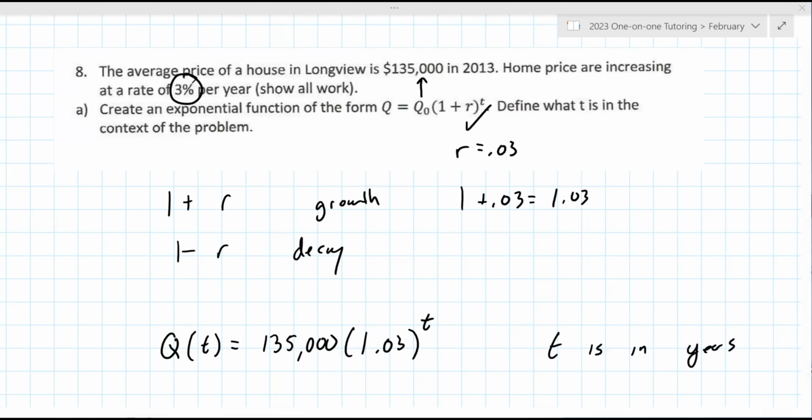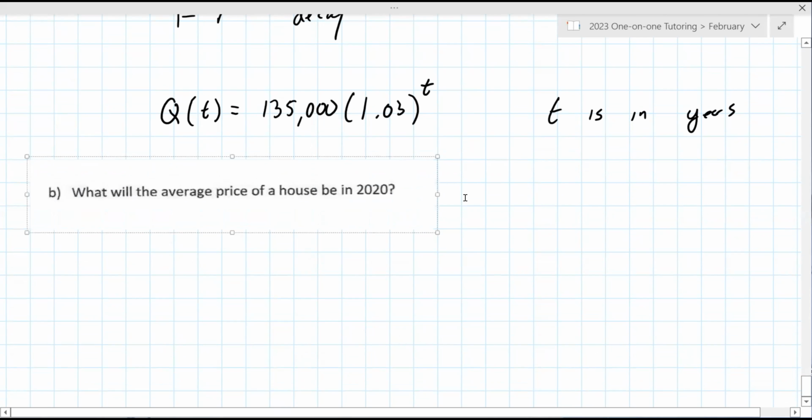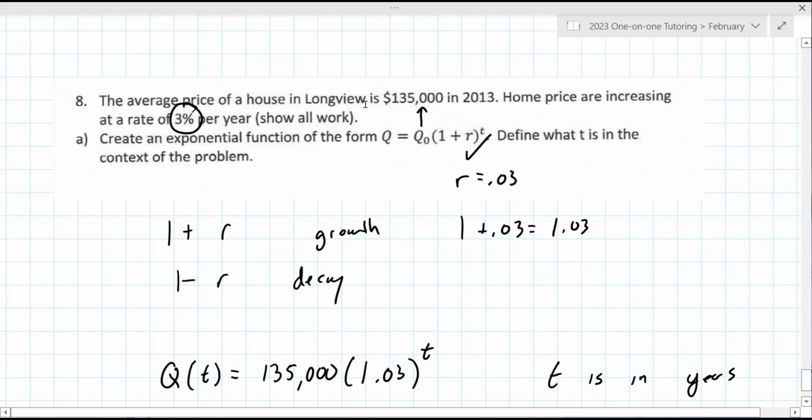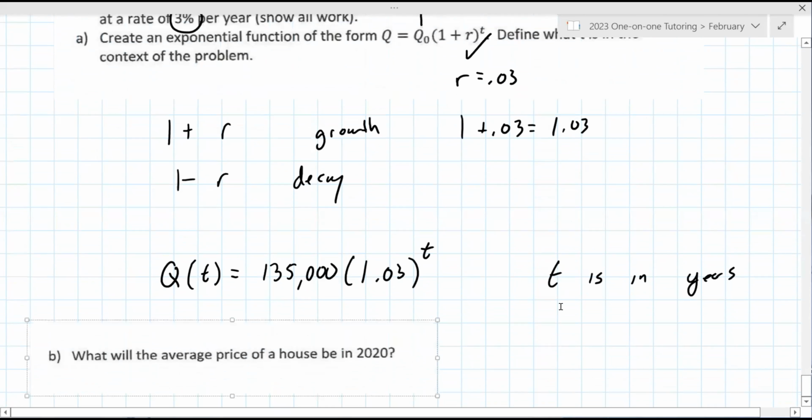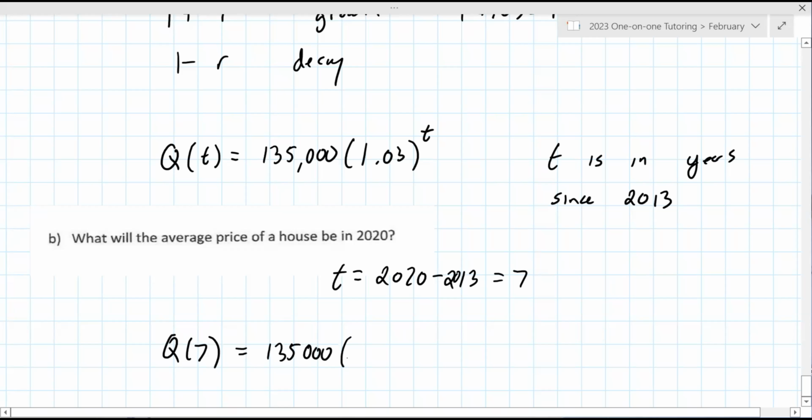Okay, so part B, we're going to use this equation. Let me snip that in. Part B is, what will the average price of a house be in 2020? So T is in years. We got to add a little more to it. It's since 2013. So this 2020 is not T. You have to subtract the base year out of it. So T is actually 7. So you're finding Q of 7 equals 135,000 times 1.03 to the power of 7.